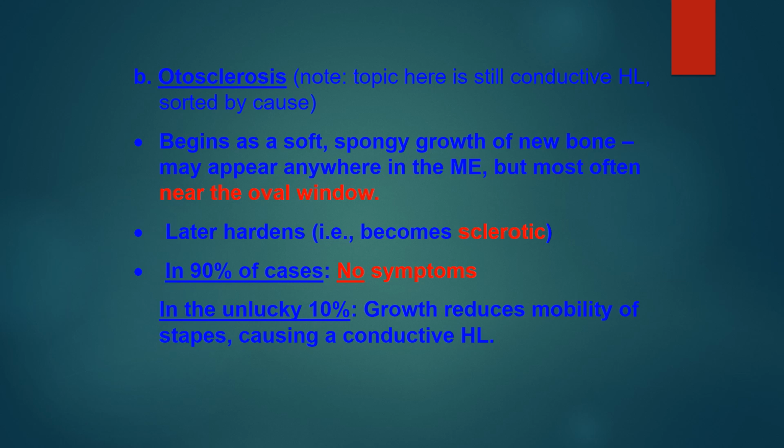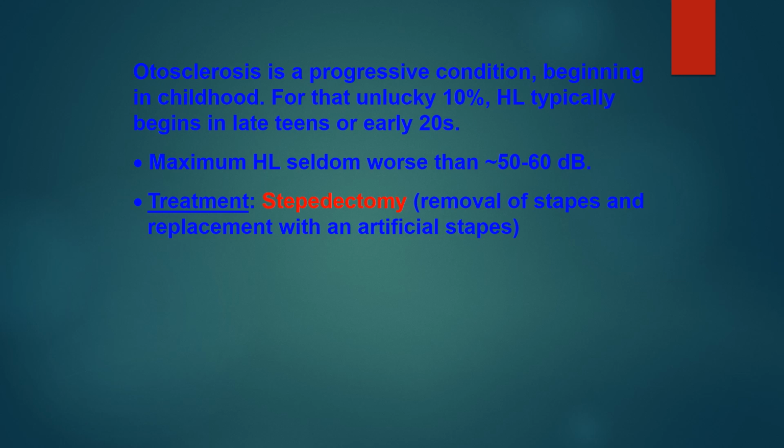Otosclerosis begins as a soft, spongy growth of new bone and may appear anywhere in the middle ear, but most commonly near the oval window. It hardens and becomes sclerotic. There are no symptoms in 90% of the cases. Growth reduces the mobility of the stapes, causing conductive hearing loss. Otosclerosis is a progressive condition beginning in childhood, and maximum hearing loss is seldom worse than about 50 to 60 decibels. Treatment is stapedectomy.